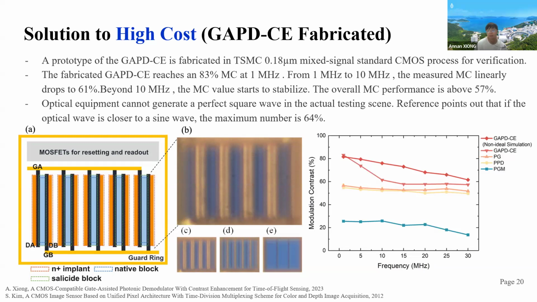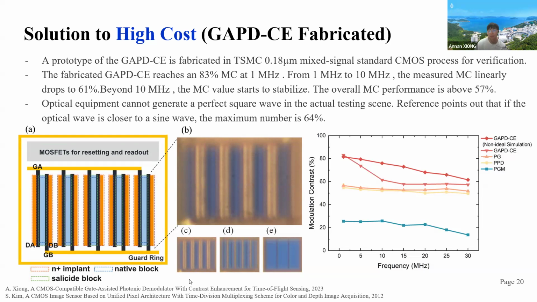This means that our results match the simulation at low frequency, but have a 30% drop at higher frequency. We think that this is due to the optical equipment, because it cannot generate a perfect square wave in the actual testing scene. Other references also point out that if the optical wave is closer to a sine wave, the maximum theoretical number for MC is 64%.